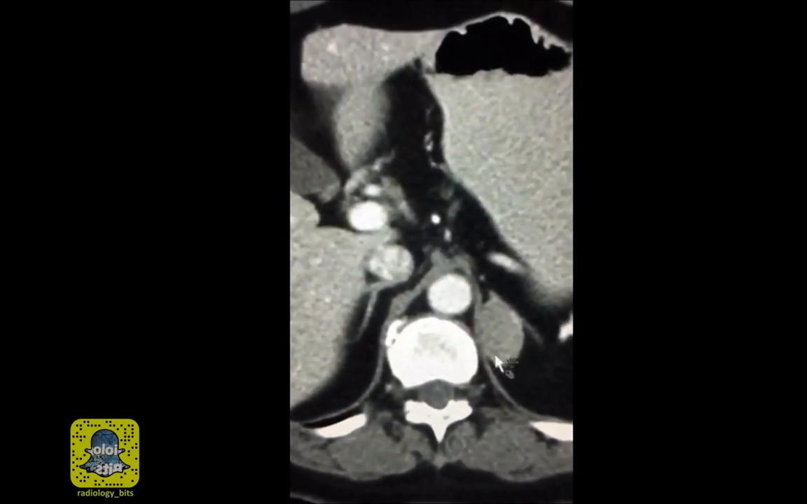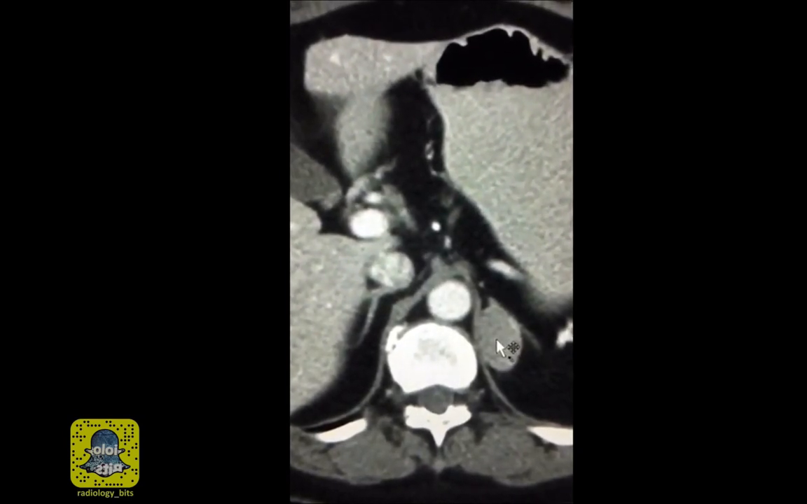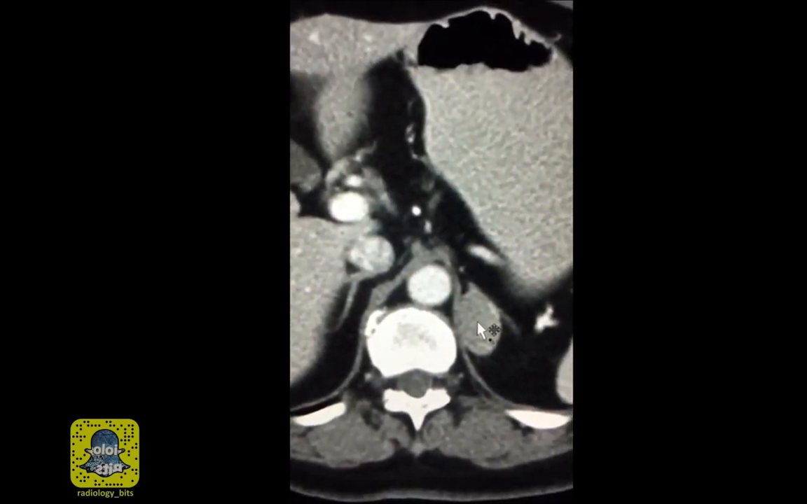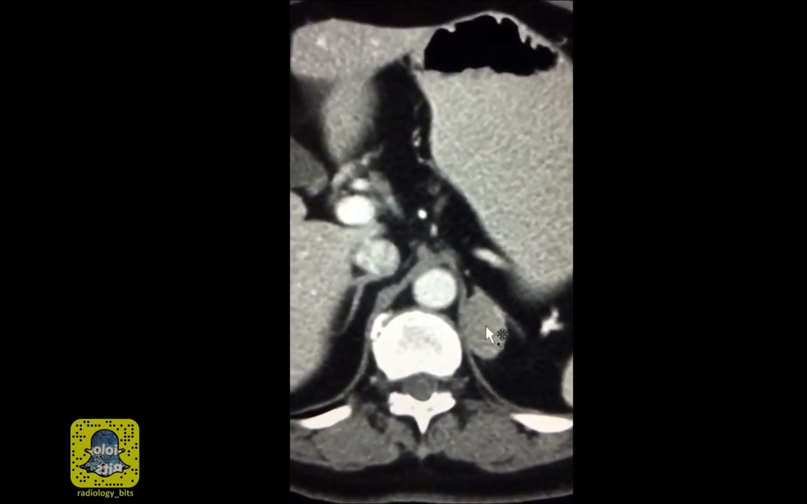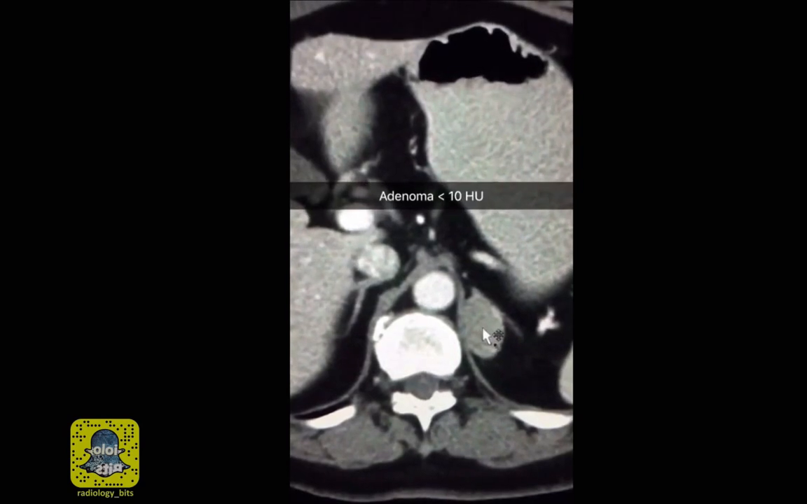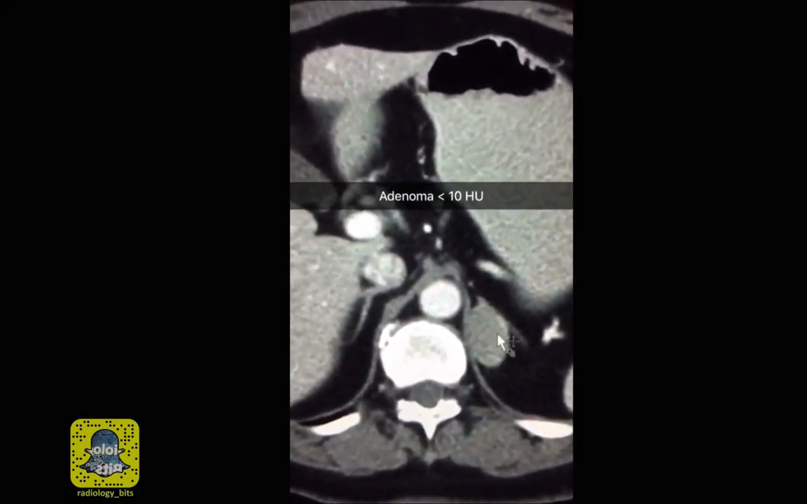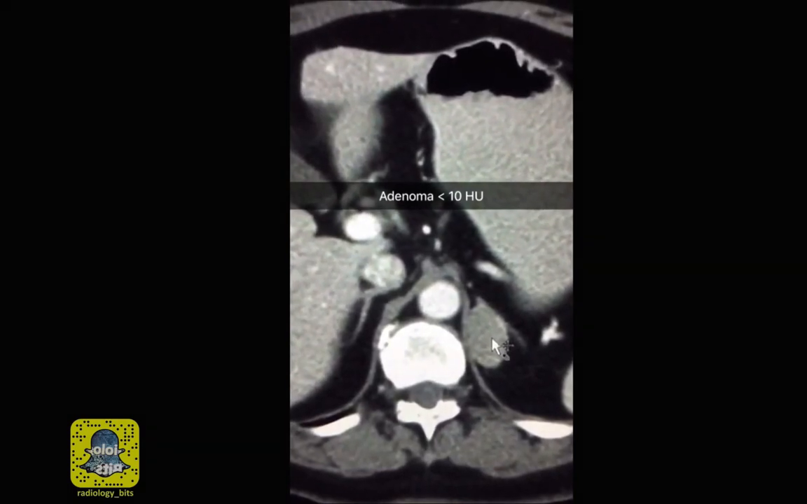Now, most adenomas are smaller than this. They're typically homogeneous, which is the case here. However, the most important feature is that adenomas have a low density on CT. And if you measure the Hounsfield units on a CT scan without intravenous contrast, the density of an adenoma should be less than 10.